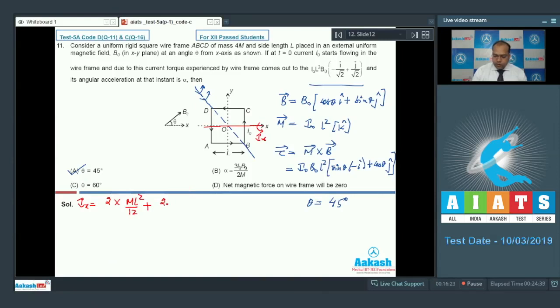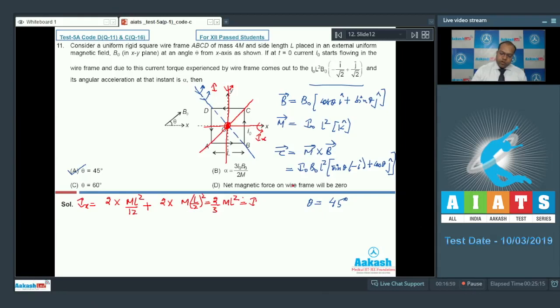So we can write 2 times m into L by 2 whole square. So if I solve this, it comes out to be 2 by 3 ml square. Same moment of inertia will come along this direction. Then the Iz about this axis can be written as Ix plus Iy, which is also equal to the moment of inertia about this axis plus this axis. So if the moment of inertia about this is I, then I can say that this is also equal to I.